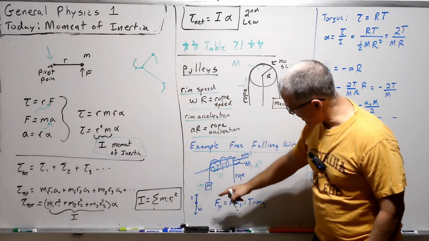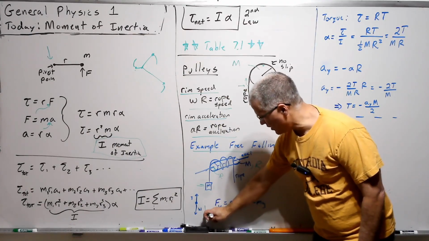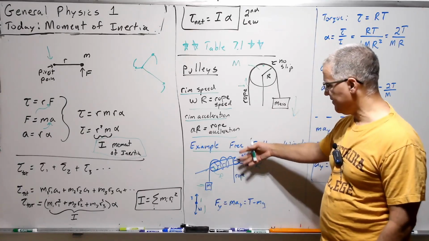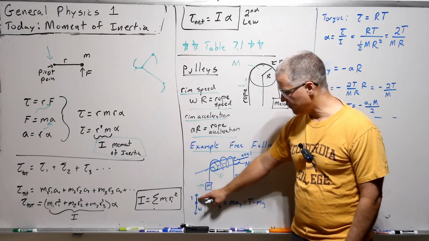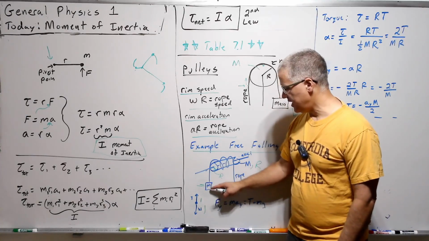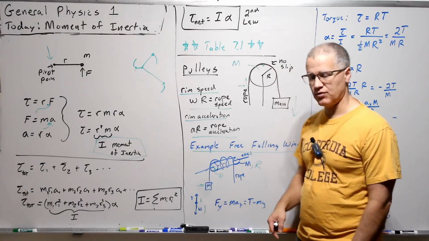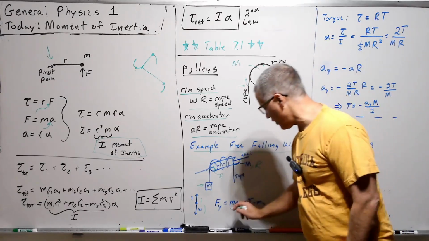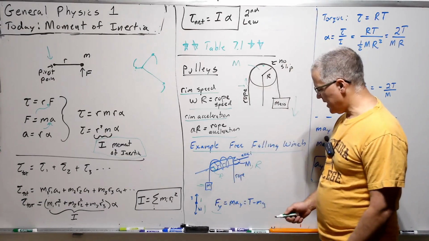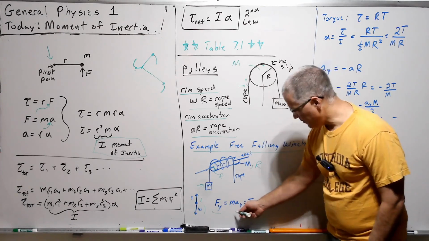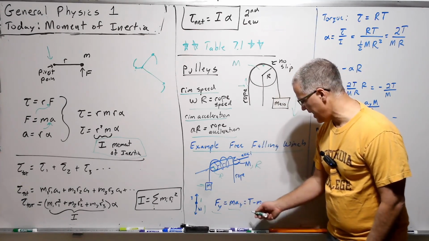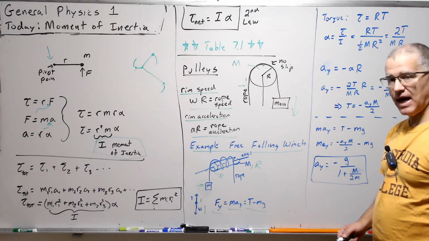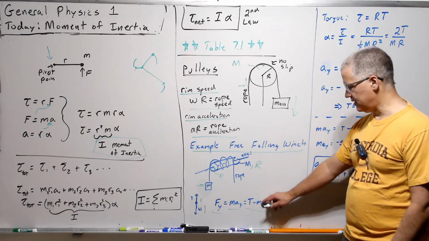Okay, so let's draw the free body diagram for this mass. There's going to be a weight force, and then there's going to be a tension force from this rope pulling up. And we know just from the physics of this setting that the tension force is going to be less than the weight force, because we're going to accelerate downward, just with our common sense here. So the force in the y direction is, by Newton's second law, ma, but also the sum of the forces, tension minus mg.